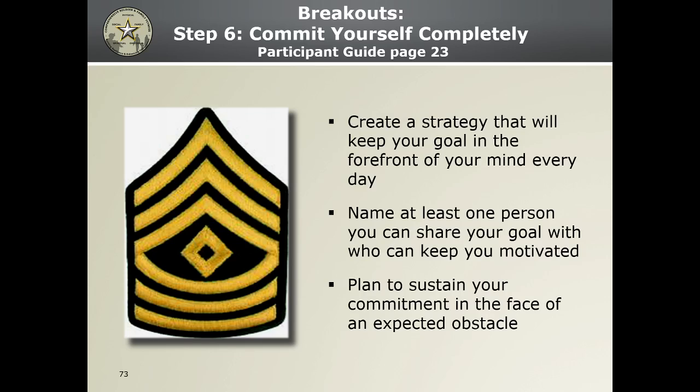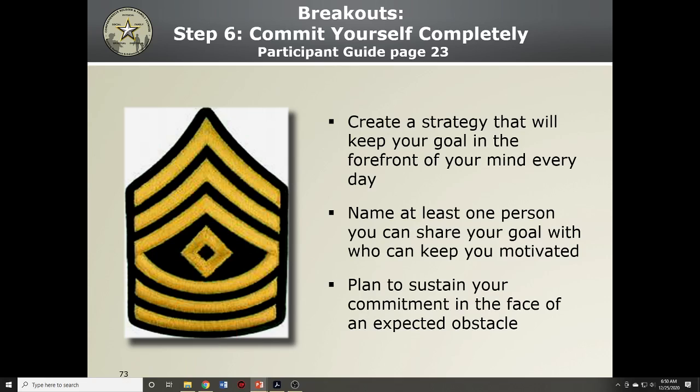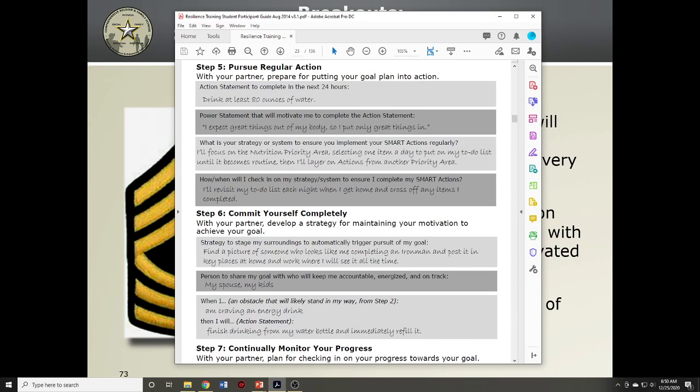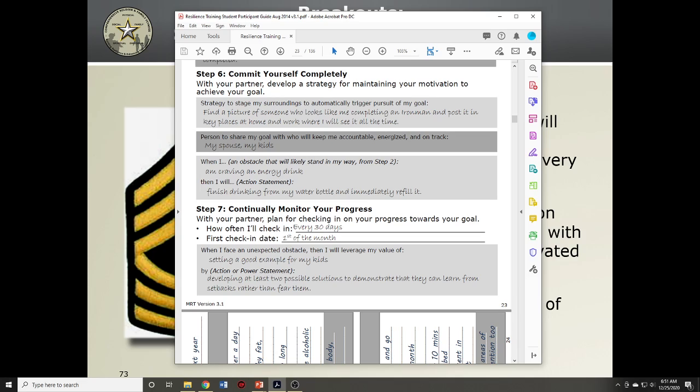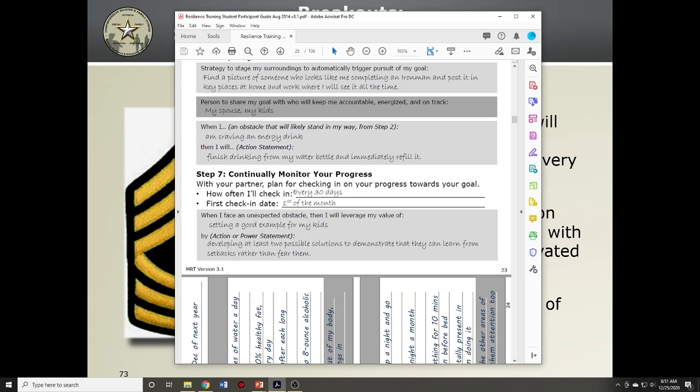Now, what we're doing here is planning for obstacles, because we know that obstacles are going to come up. So we'll have some when-then statements, and let me show you that here on the PDF. So step 6, commit yourself completely. A strategy to stage my surroundings to automatically trigger pursuit of my goal. Find a picture of someone who looks like me completing an Ironman, post it in key places around home and work where I'll see it. Person to share my goal with, Dirce and Emily, my spouse and my child. So here's those when-then statements. When I am craving an energy drink, then I will finish drinking water from my bottle and immediately refill it.